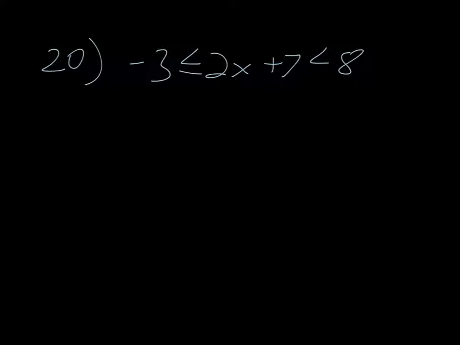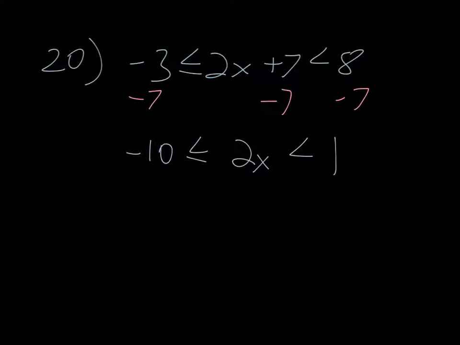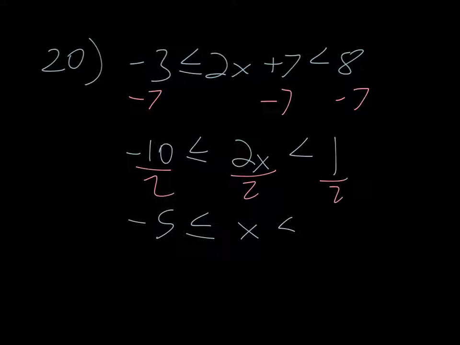Okay, this problem we're going to start by trying to get x by itself. We subtract 7 from all 3 parts. That gives me negative 10 is less than or equal to 2x is less than 1. Now I divide everything by 2. And I get negative 5 is less than or equal to x is less than 1/2. And that's going to allow me to make a graph.